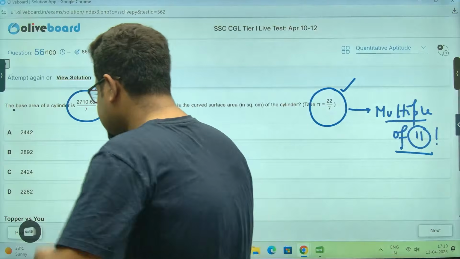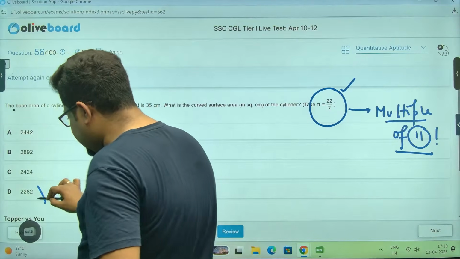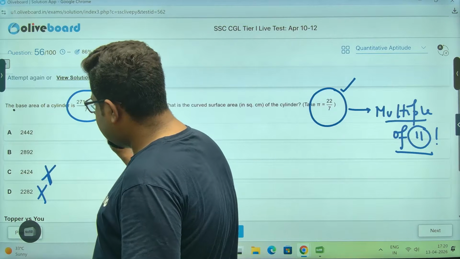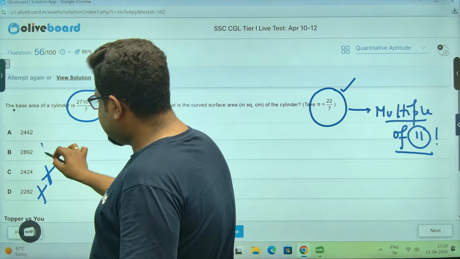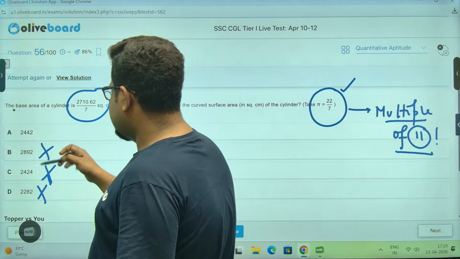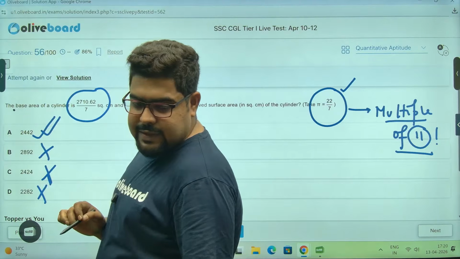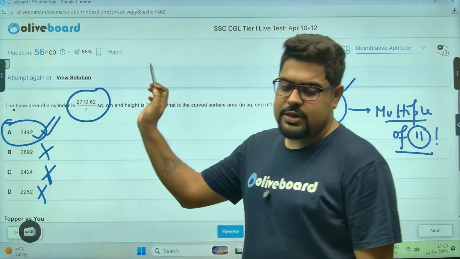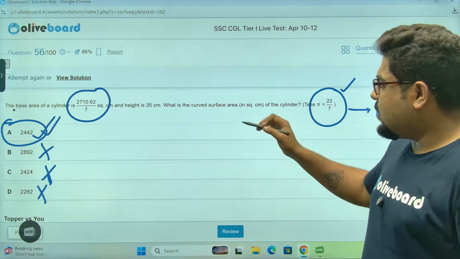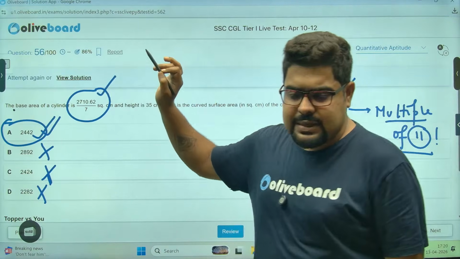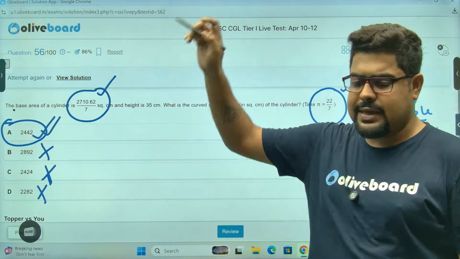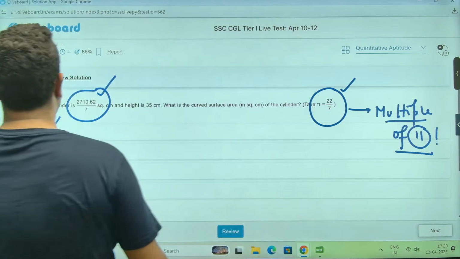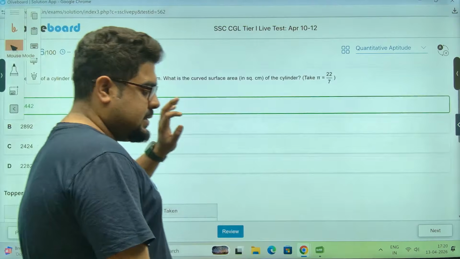Let's check. 2282, sir, this is not a multiple of 11. 2424, definitely not a multiple of 11. This is -1, sir, definitely not. Sir, this is definitely a multiple of 11. This is 0. So that is my correct answer. I don't need to solve this question, because this is giving me the idea, sir, that nobody in their right mind will ask us to calculate this. Done and dusted.